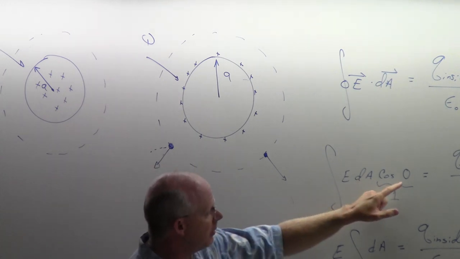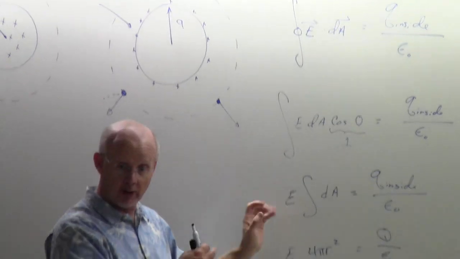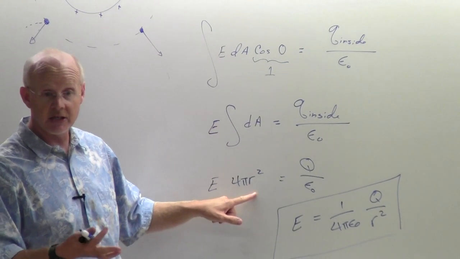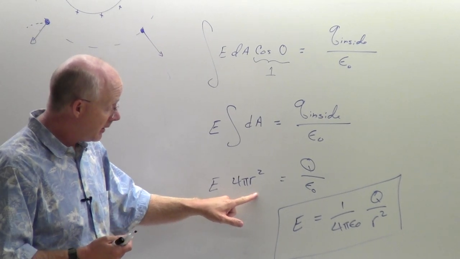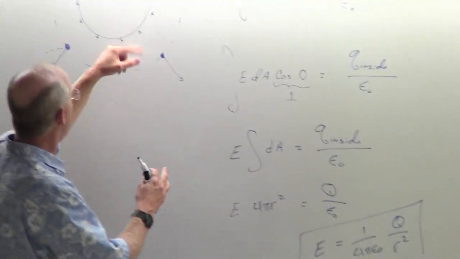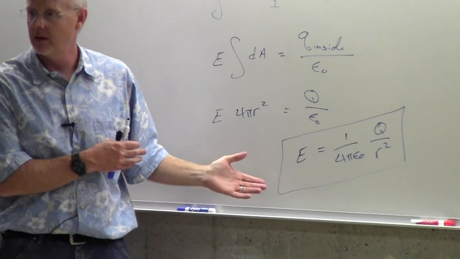Let's see. The angle would still be zero, okay. Electric field would still be constant on the surface. I'd pull it out. Area would still be the area of the Gaussian surface, 4 pi r squared. The charge would still be the charge inside. Just in this case, it's all on the surface instead of spread out uniformly, but it would still be. So don't I end up with the same thing?